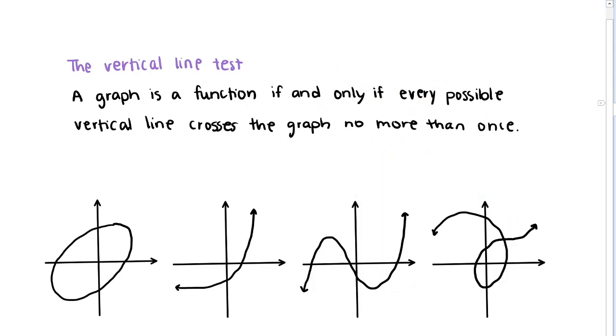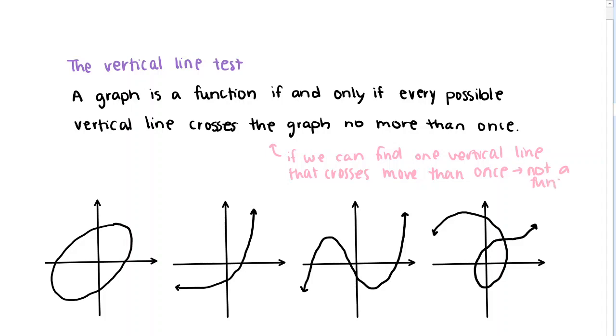Right, so here, maybe just to add on to this, really one important point to note is that if we can find one of these vertical lines that crosses the graph more than once, this is not a function.